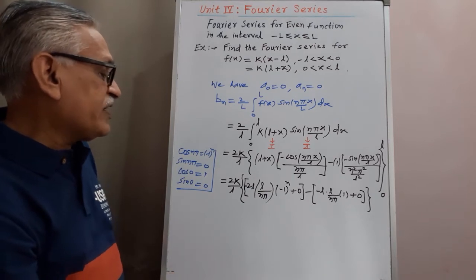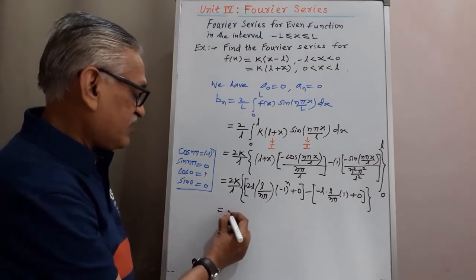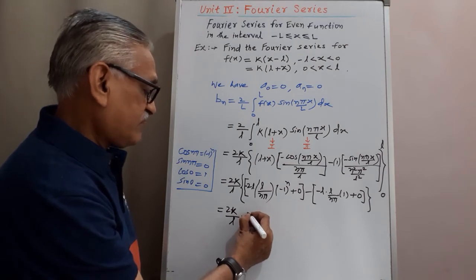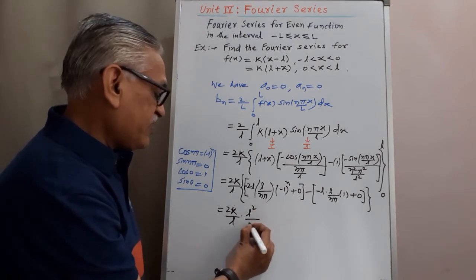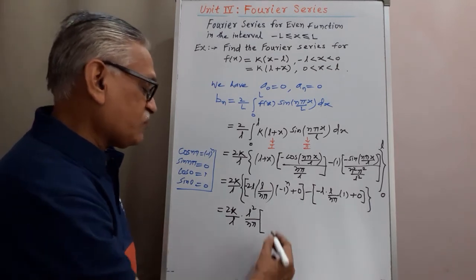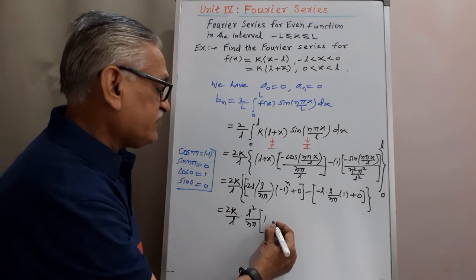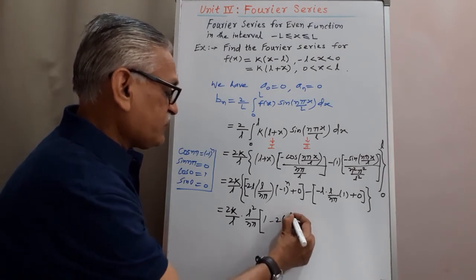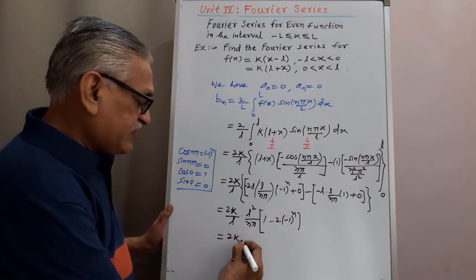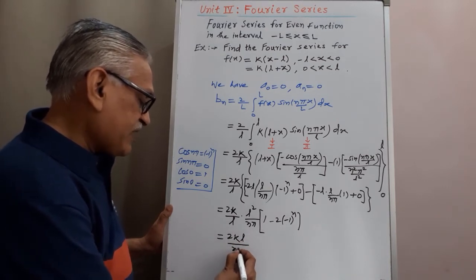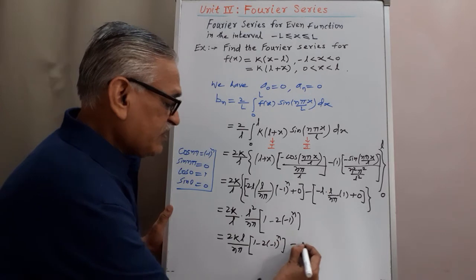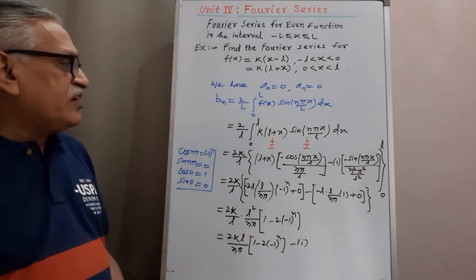Therefore, from these two terms, we can take L²/(nπ) common. Therefore, it is 2k/L multiplied by L²/(nπ). This becomes 2 − 1, and here it is −2 times (−1)^n, and therefore we get the value as 2k, the 1 will get cancelled, therefore L remains, divided by nπ multiplied by (1 − 2(−1)^n). Equation number 1, the value of bn.